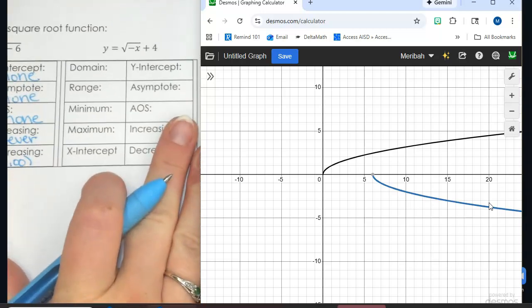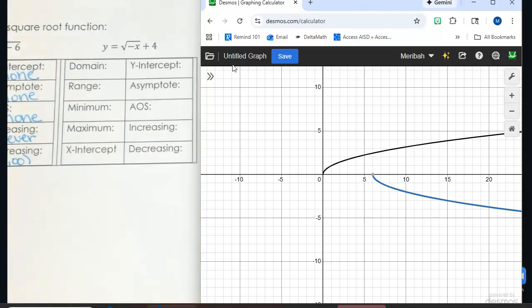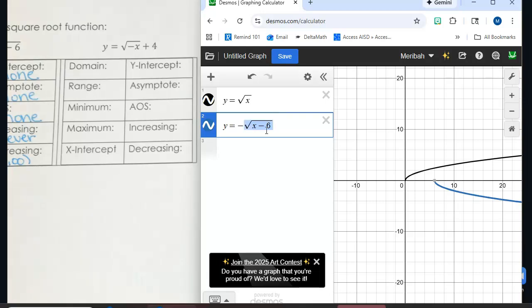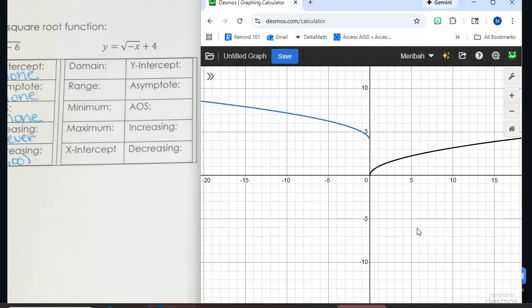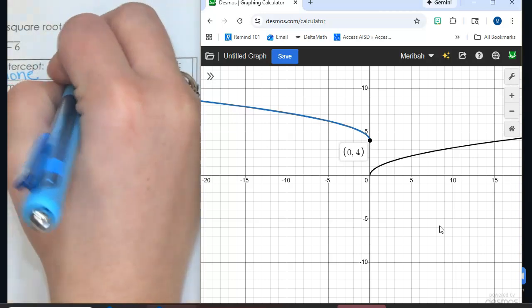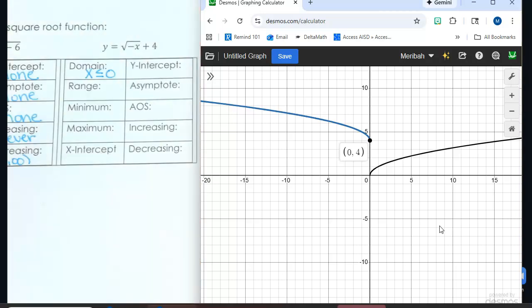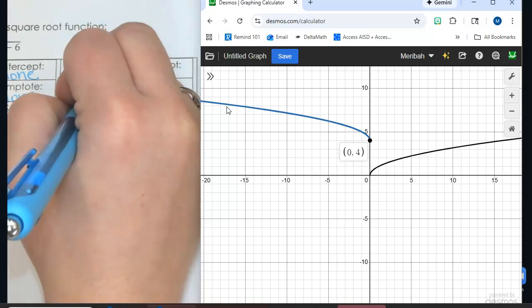Okay, we are going to look at one last graph here. So moving that negative inside, and then plus 4. Okay. Looking at the blue graph again, our domain, our x values start at 0, but they go into the negatives. So x is going to be less than or equal to 0. And then our range, our y values start at 4 and go up positively. So y is going to be greater than or equal to 4.